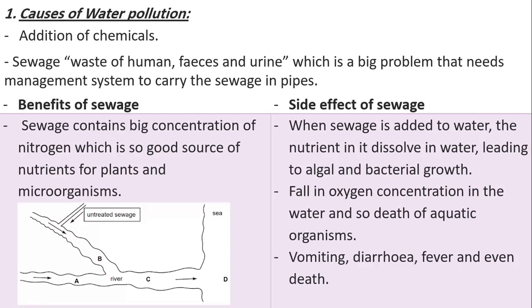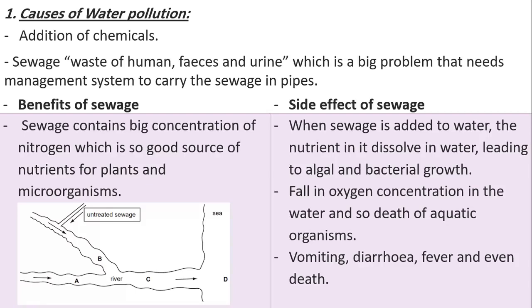Okay, does the sewage water have any benefits? Yes, of course, because all of these human wastes have a big concentration of nitrogen. And as we agreed before, nitrogen is very important for plants, for growth and for protein synthesis. So nitrate ions in the soil can help the plant get better and better.